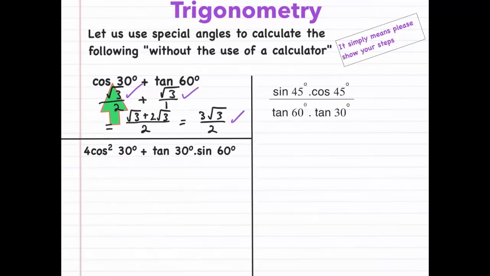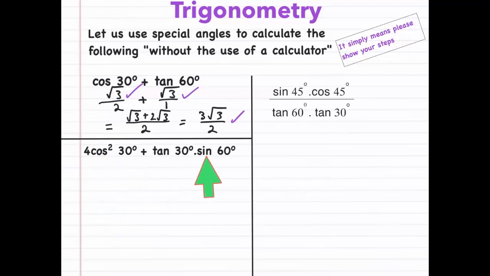That's why we cannot just type this into our calculator and go straight to that, because they say without the use of a calculator. But they will never know how I got these ratios for the special angles, whether I used my triangles or whether I just used my calculator. Now, how about the next one?